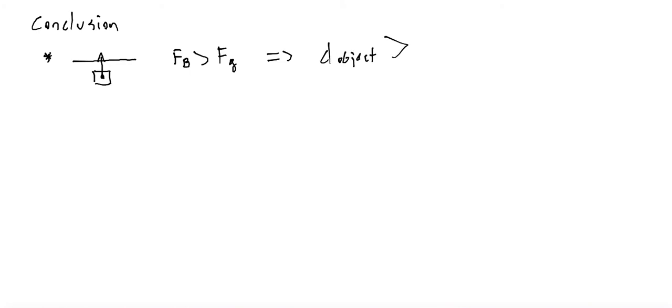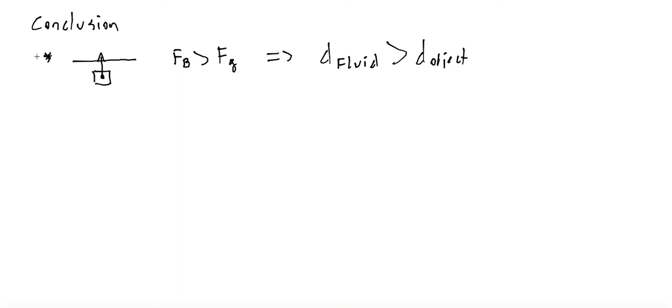Okay, so what is the conclusion? We have four situations. First situation, when overall force is directed up. Okay? Overall force is directed up means the object travels towards the surface because buoyant force is bigger than gravitational force. So when density of the fluid is bigger than density of the object.